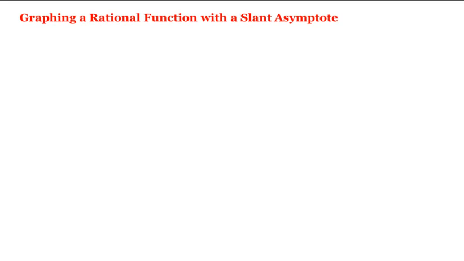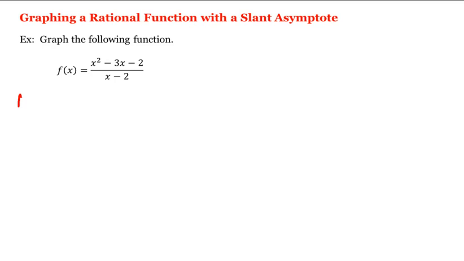Let's see how to graph a rational function with a slant asymptote. For example, let's graph this function here. The first thing to notice is that this function is in simplest form. The numerator and denominator do not have any common factors. So let's start by finding any asymptotes of its graph.